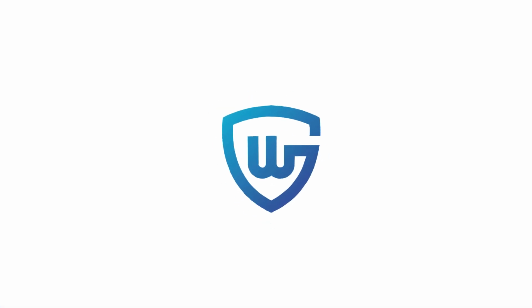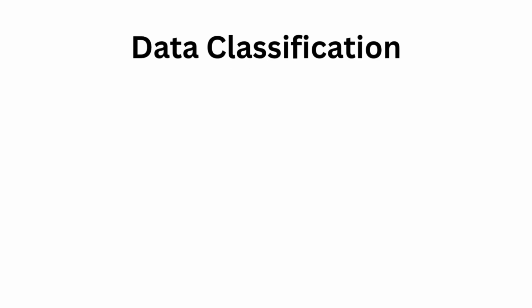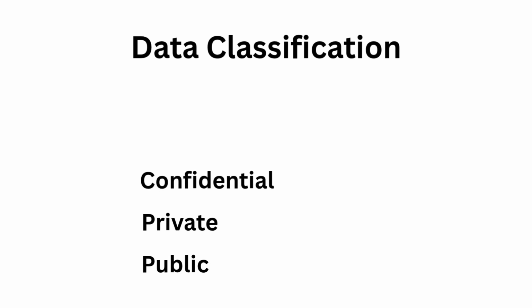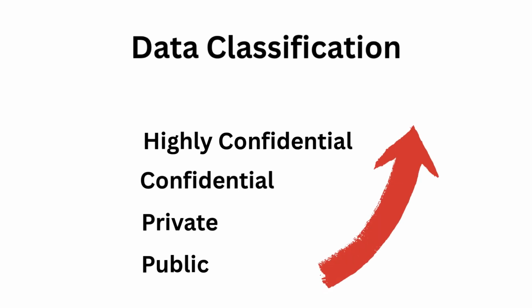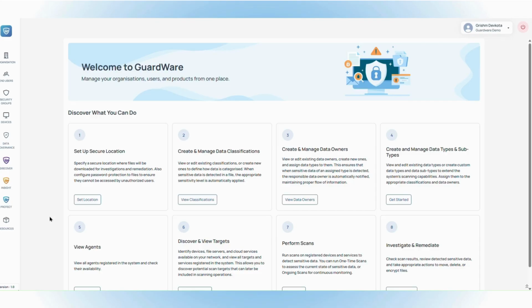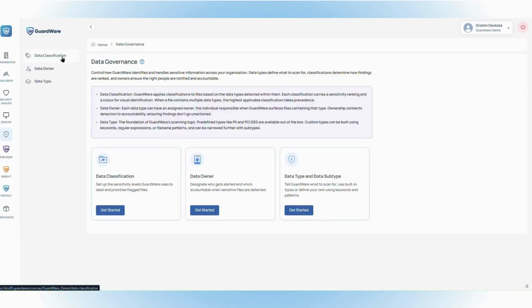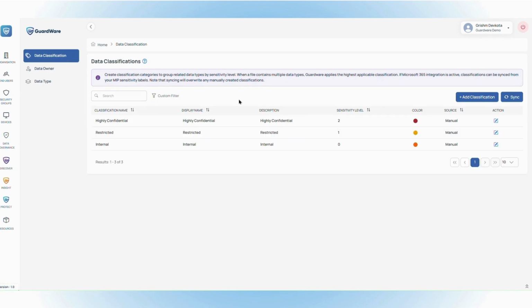First, GuardWare requires at least one data classification to exist before you can save a custom data type. Classifications are sensitivity labels that you create and assign to data types. The sensitivity level of each label is determined by the order in which you create them, starting at level 0 for the first label created. So when planning your classification hierarchy, create them from least sensitive to most sensitive to ensure the levels are assigned correctly. If you haven't set up classifications yet, navigate to Data Governance, then Data Classification, and set those up first.